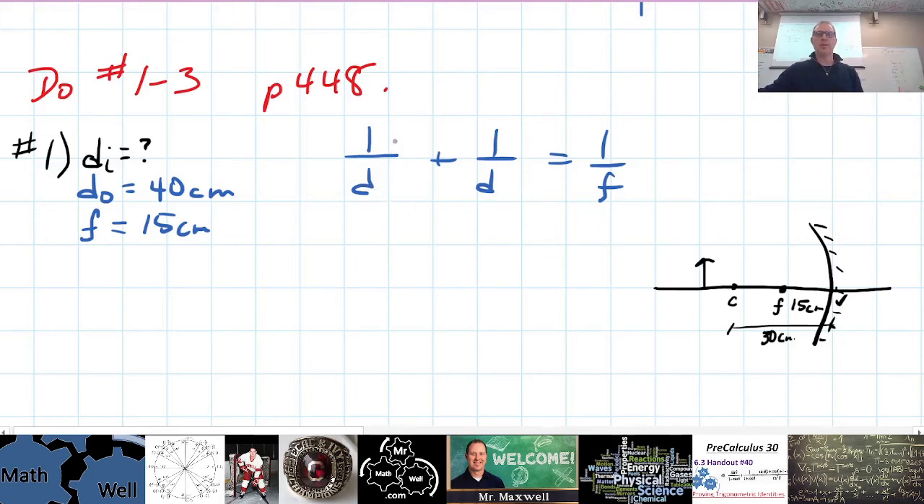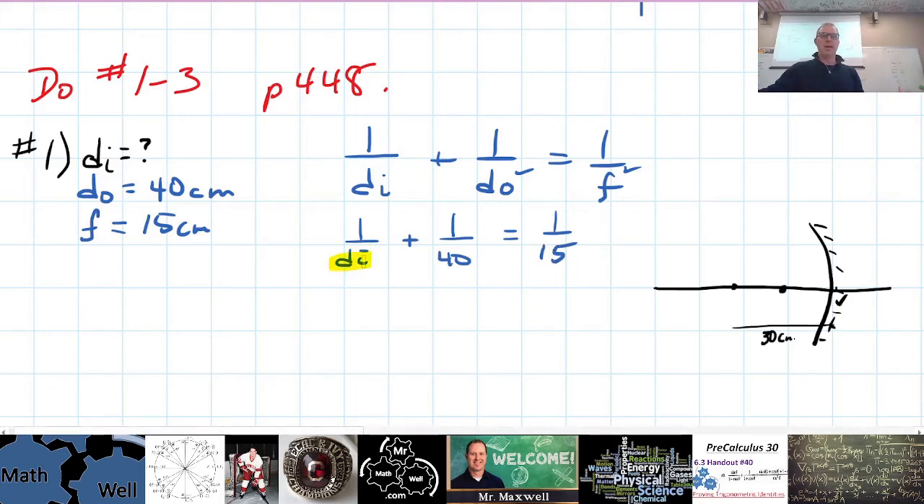You could do dido, do-di. Dido is easy to remember. Since it's adding, you can put them in any order. 1 over DI plus 1 over DO equals 1 over F. However you want to remember that, this is our formula. So let's plug in what we have. We have DO and we have F. So this is going to be 1 over DI plus 1 over 40 equals 1 over 15. Now, to isolate DI, right now it's in the denominator. We'll deal with that in a bit, but let's get this whole term by itself on one side.